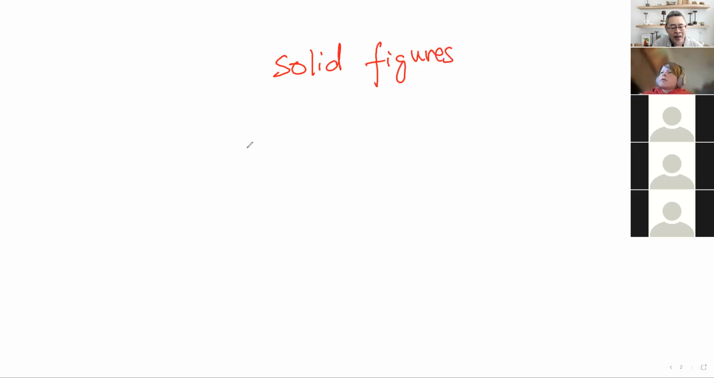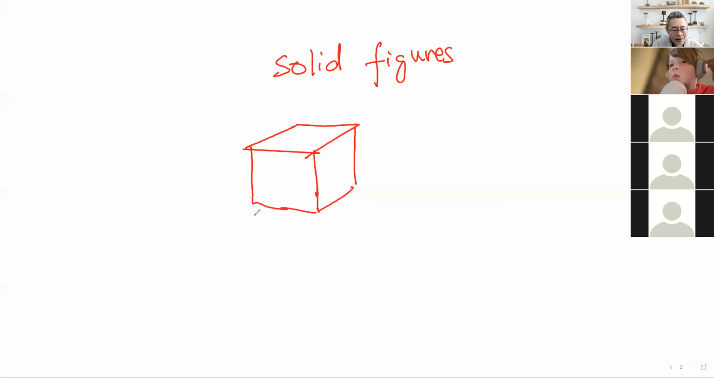Okay, so now we're going to look at something called solid figures. So we did area and perimeter. Those are two-dimensional shapes. But a lot of things we see in real life are actually three-dimensional. They're called solid figures. And of course, the simplest one we see is called a cube. All sides are exactly the same. That's why it's called a cube.